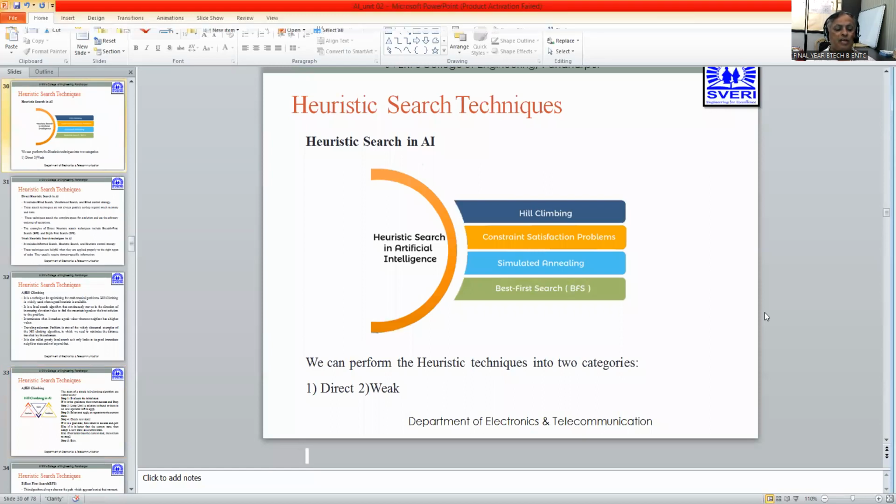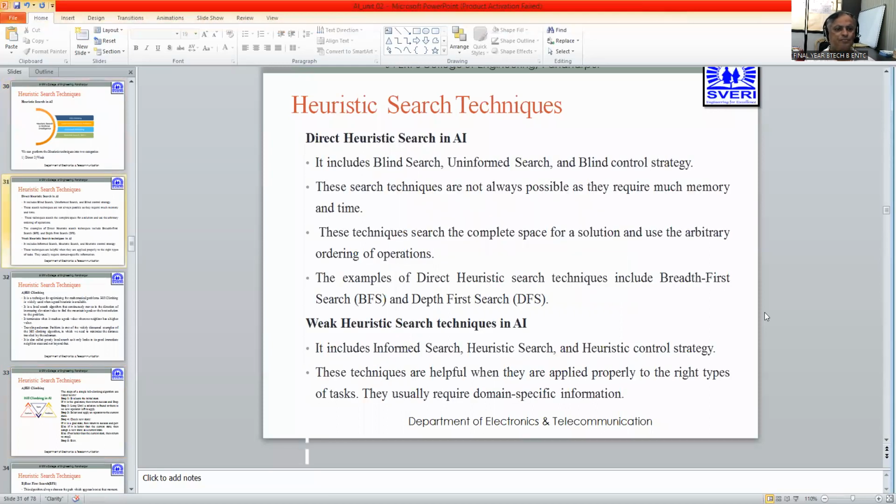As far as categories are concerned, there are two categories of heuristic search in AI. They are direct and weak. In case of direct, it is also called a blind search. It is an uninformed search, as well as a blind control strategy. These techniques are not always possible as they require much more memory and time. Examples of direct heuristic search techniques may be BFS and DFS.